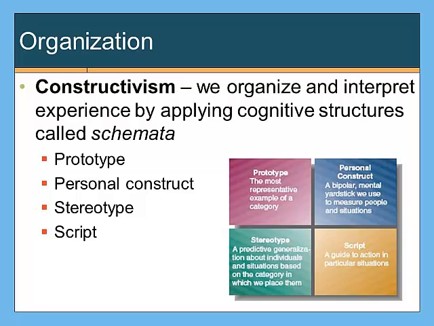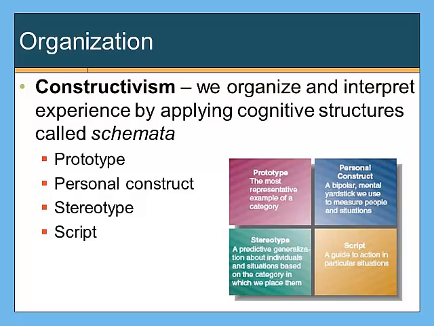Okay, second is personal construct. And the personal construct is sort of like a mental yardstick we use to measure a person or a situation along a continuum of judgment. So examples of personal constructs are intelligent, not intelligent, kind, not kind, attractive, not attractive, responsible, not responsible, things like this. So this is where we're sort of looking at how intelligent, responsible, kind, attractive is this person.